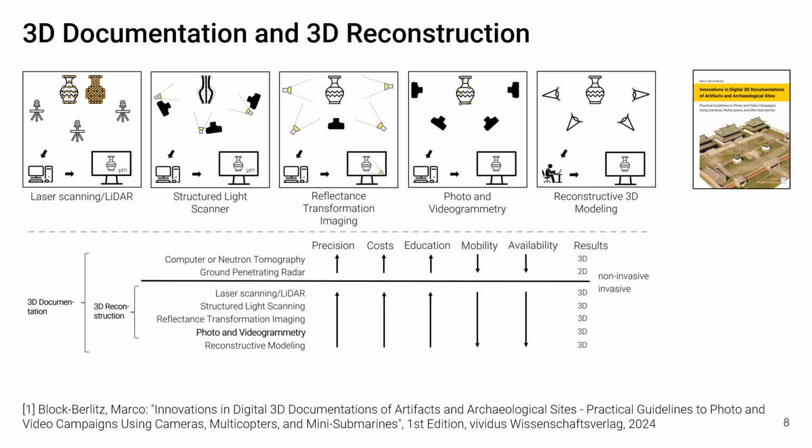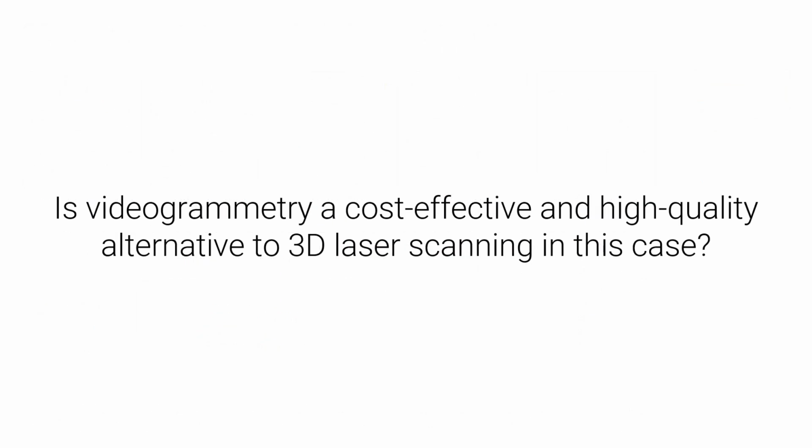The methods shown here can be excellently applied in the archaeological context. In terms of mobility and cost efficiency, image-based methods such as photogrammetry are the best option in most cases. We can understand videogrammetry as an extension of photogrammetry, where images are extracted from videos by intelligent image selection. The question arises as to whether videogrammetry is also suitable for such a challenging task as the 3D reconstruction of the Toro Farnese. Is it a useful alternative to 3D laser scanning?